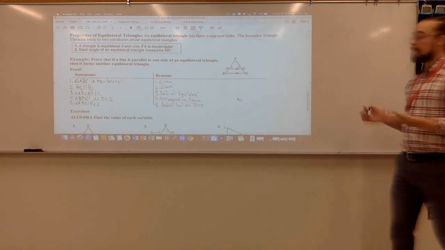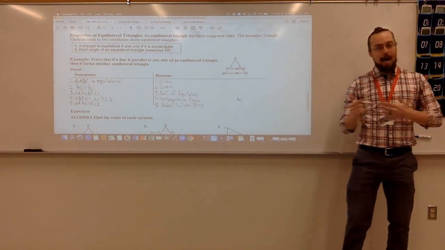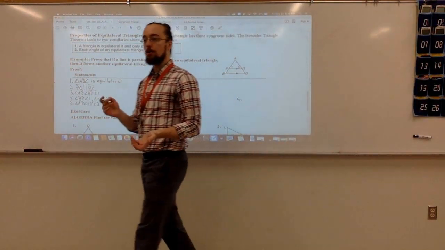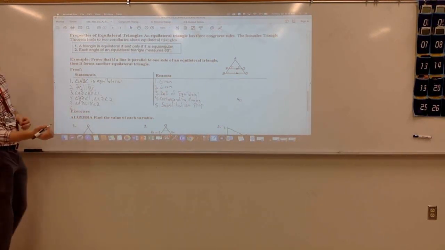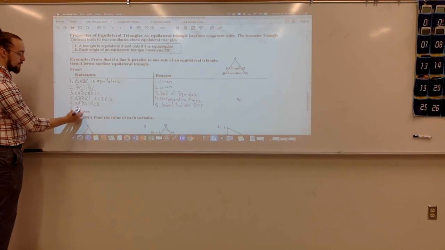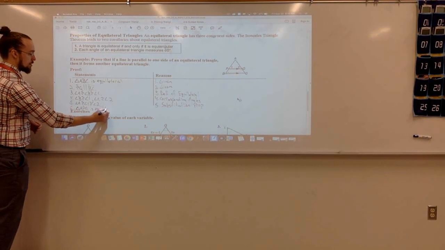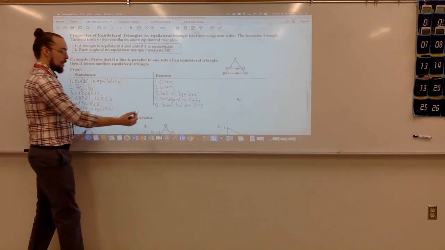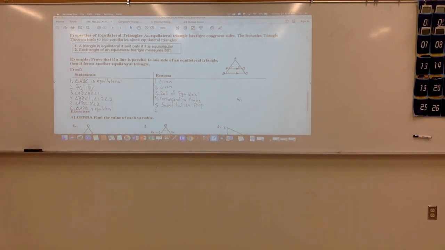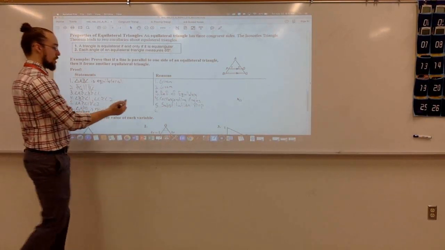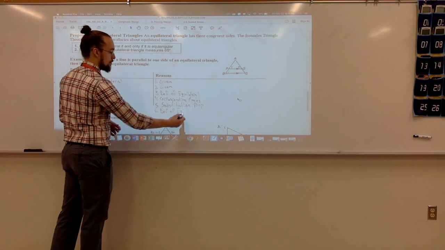So now, once I've proven that these three angles are congruent to each other, now I can say the triangle is equilateral. So now we can say triangle APQ is equilateral. And again, we could write out that if a triangle is equiangular, then it's equilateral, right? But we can just write definition of equilateral here as well.